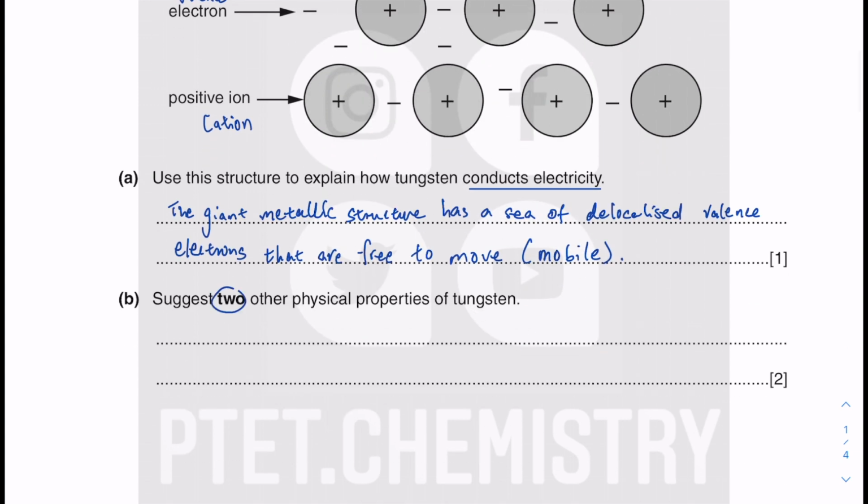Next, suggest two physical properties. They purposely say physical instead of chemical because tungsten is also a transition metal, as you will learn later on in the transition metal topic. Physical has got nothing to do with chemical properties. In terms of physical properties, it will have a high melting and boiling point. That is typical of any metal that has a giant metallic structure. What you could also say is that it's malleable and ductile. This is another property of metals.